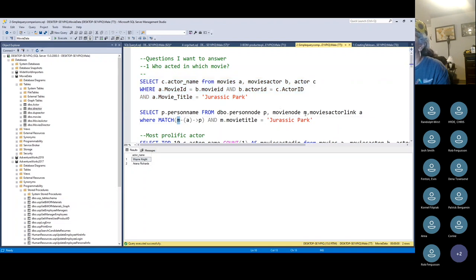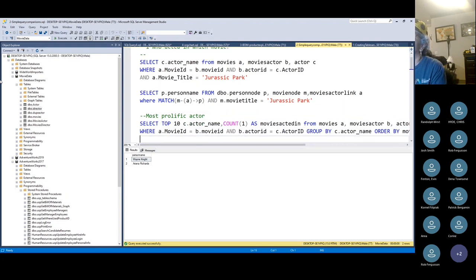M is the node, as you can see, and P is the node. And A is the edge that's connecting the node. So I put A in the center. And then I say movies to person, and movie title equals the same thing. So as you can see, it's a little bit simpler than your original thing. You just have to understand how to construct the match query.